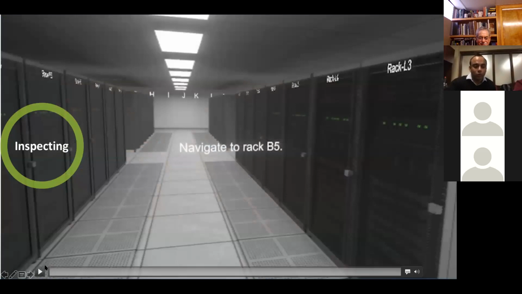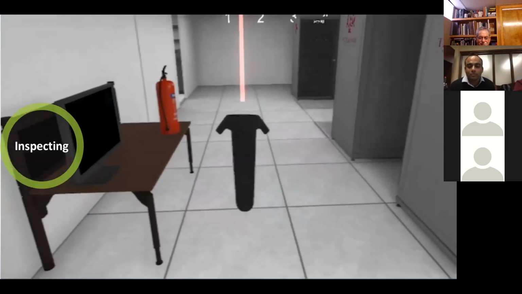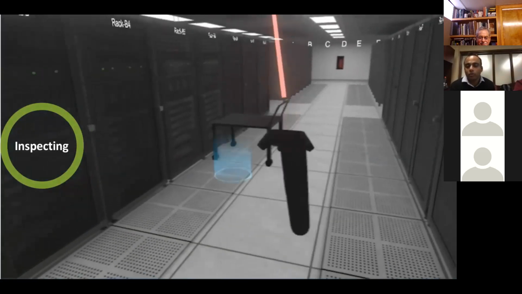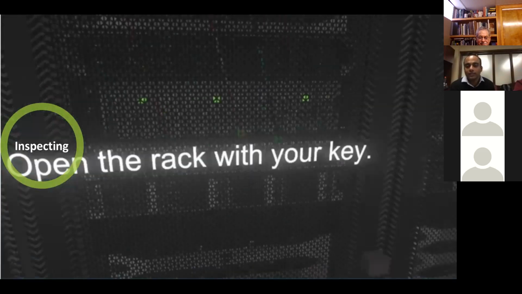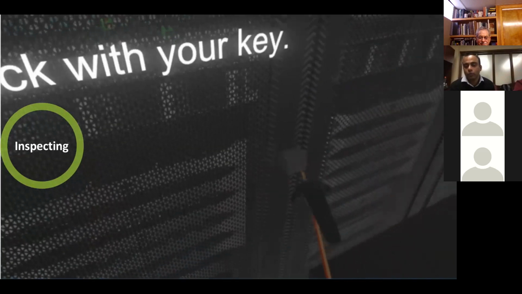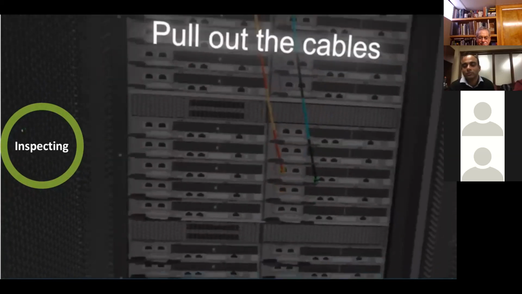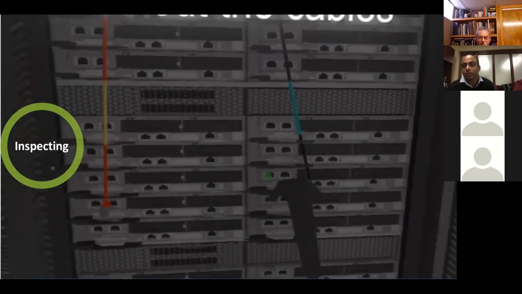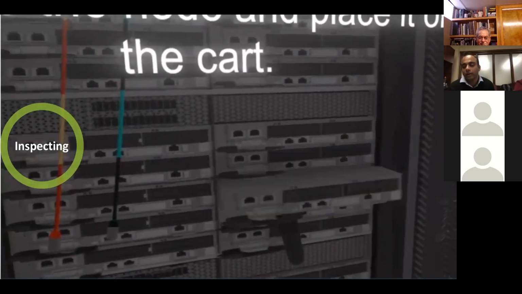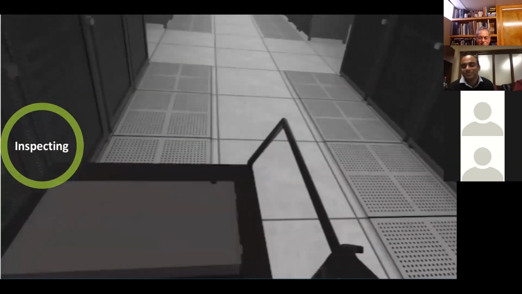Let's see if this video works. So this is once you've entered the data center. As you can see, you can point your pointer to the ground and navigate to any part of the data center. Use it to open the rack. We have audio as well as visual cues. Pull out the Ethernet cables. And in this situation, pull the node out of the rack and place it on the cart. The student removes the node from the defective rack and places it on the cart. Move the cart to the workshop area.